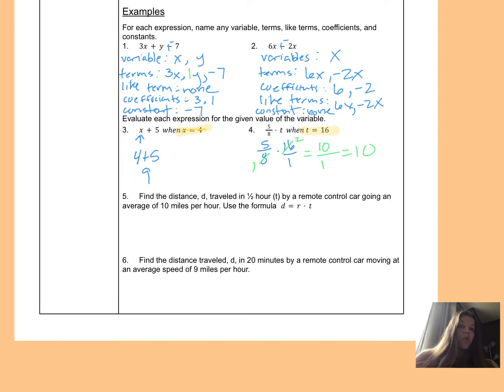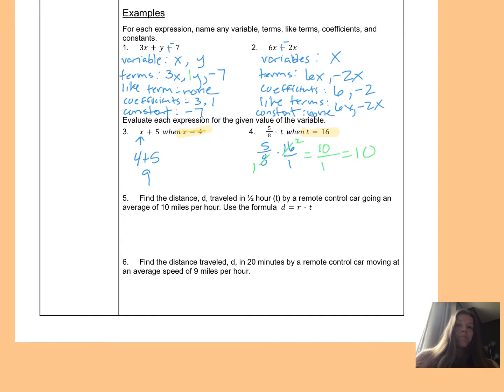Now we've got a couple word problems. Find the distance, d. So we're looking for d. Traveled in half an hour, that's our t, by a remote control car going an average of 10 miles per hour. And here's the formula we're going to use. So d equals r times t, or distance equals rate times time. So we're trying to find the d. We don't know what that is yet.